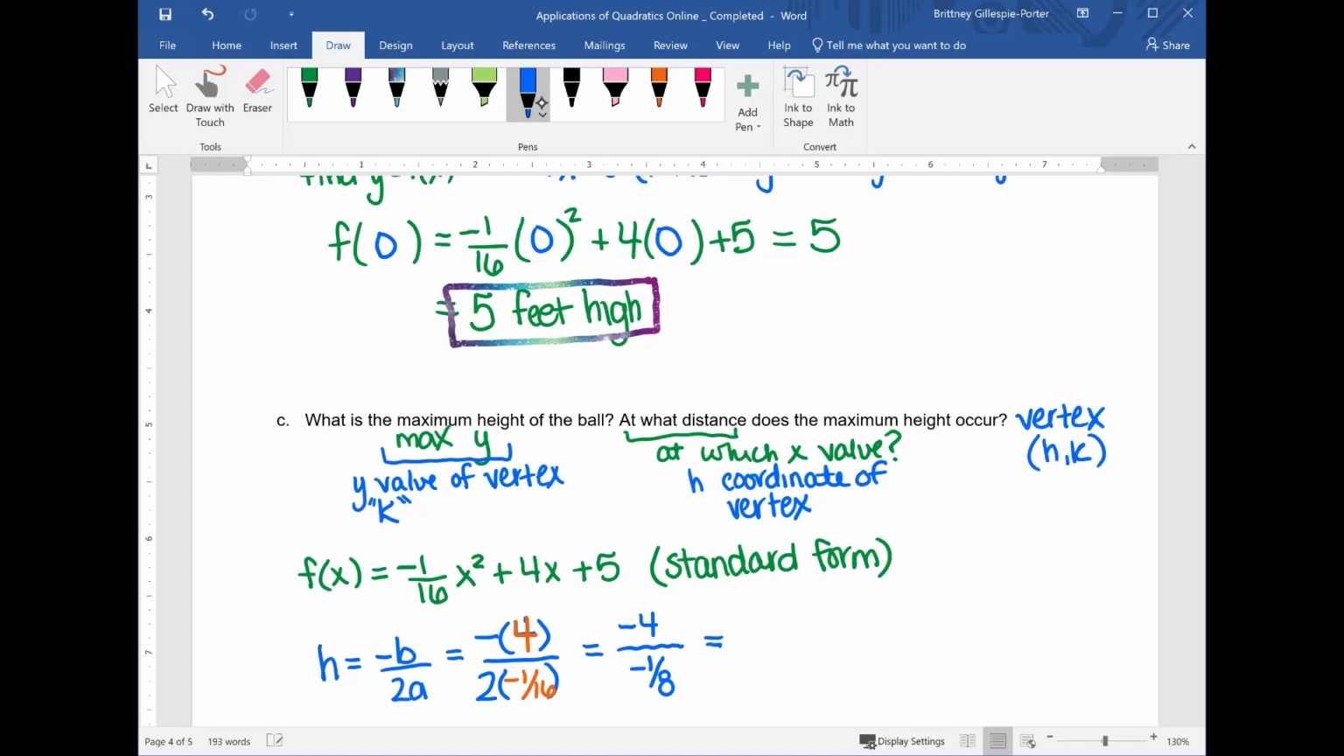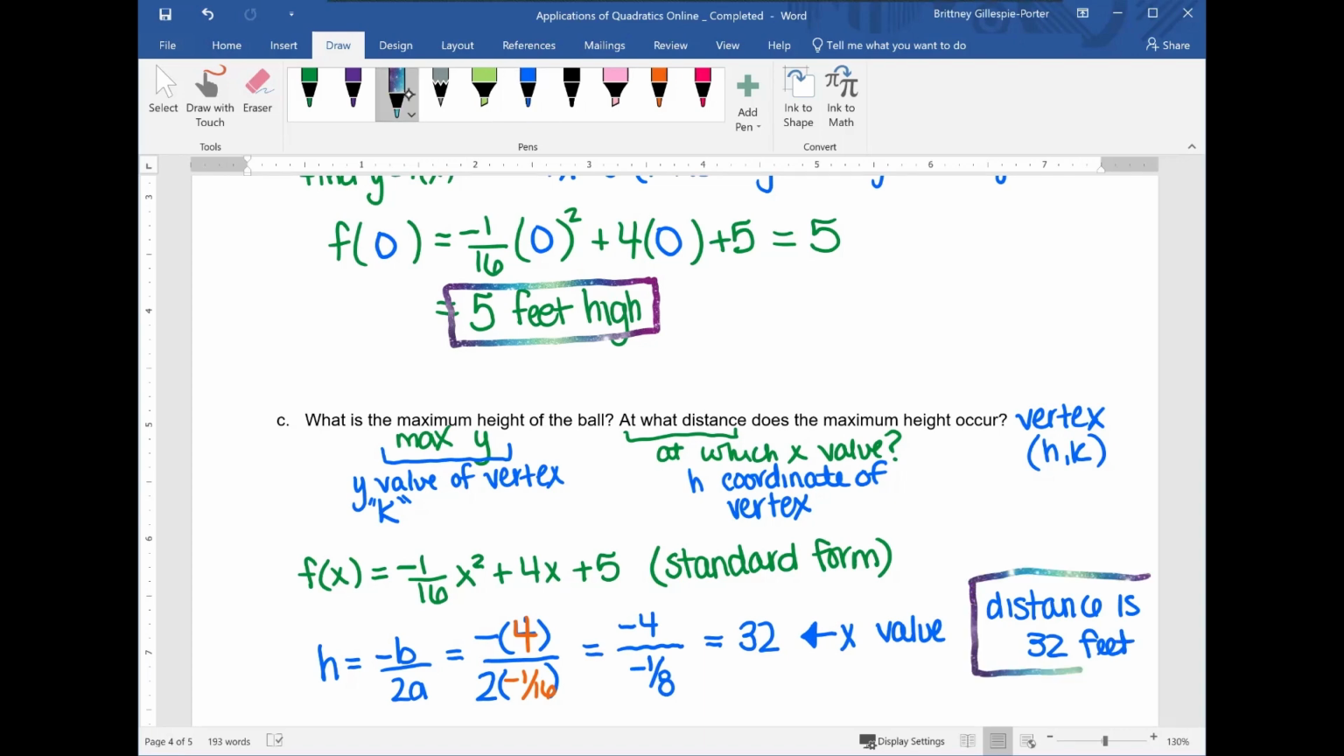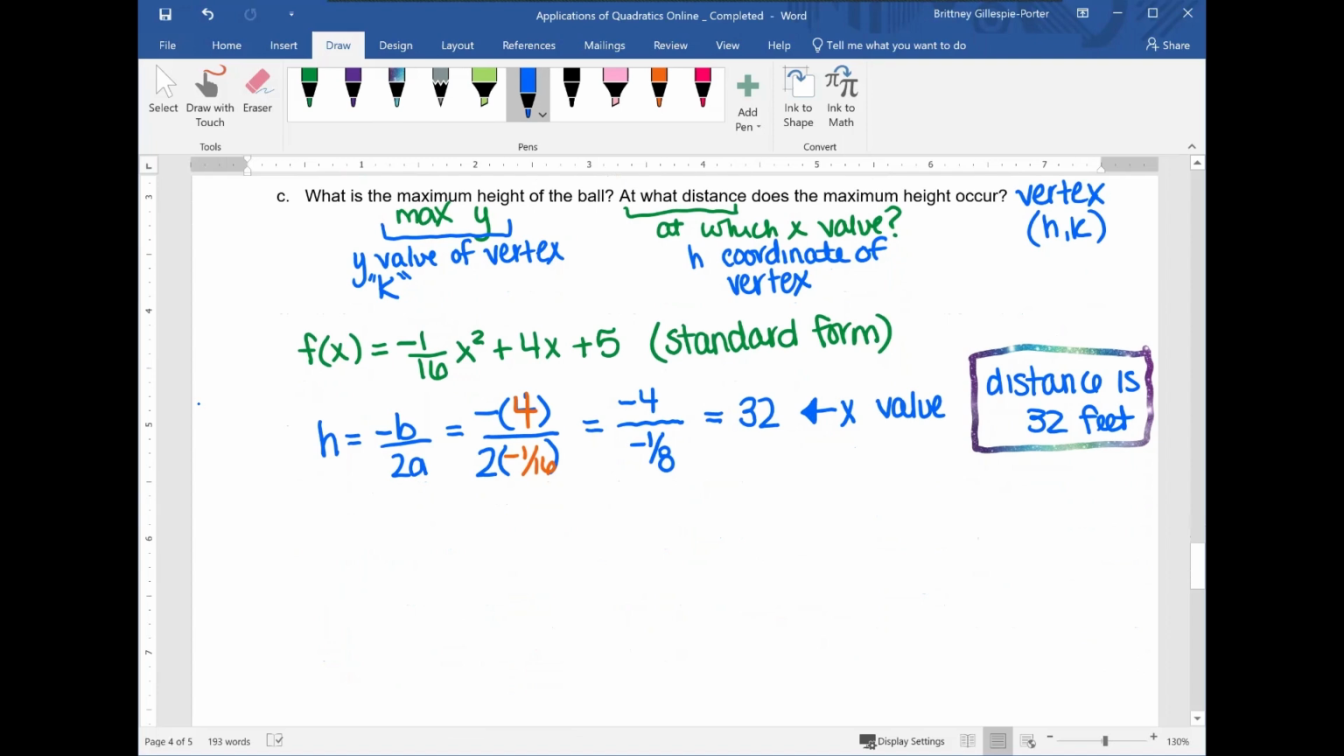When you do this in your calculator, you should get a positive 32. This is our x value, because it was our h, which means that our distance is 32 feet. So we found part of the answer. Distance is 32 feet, and we still need to find the height. So we need to find k. Remember, k is when you take your function and you plug in that h that you just found, which was 32.